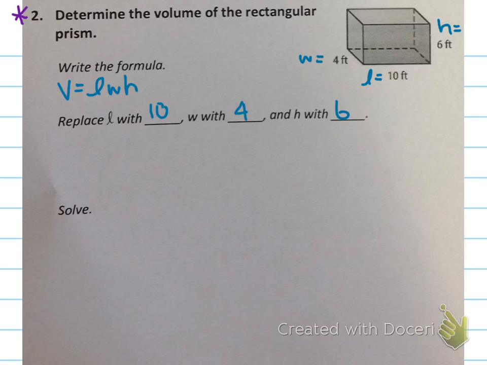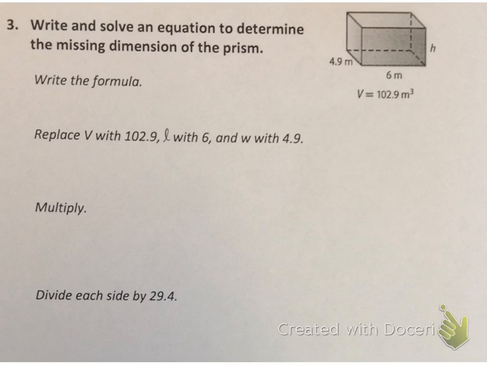Write and solve an equation to determine the missing dimension of the prism. Well, again, the first thing we need to do is write the formula. Volume equals length times width times height. And then it's always a good idea to go in and label the dimensions of our prism. So the length is 6, the width is 4.9, and we don't know the height. So the height is the missing dimension. That's what we're going to be solving for, h. And it also tells us the volume is 102.9 meters cubed, or cubic meters.